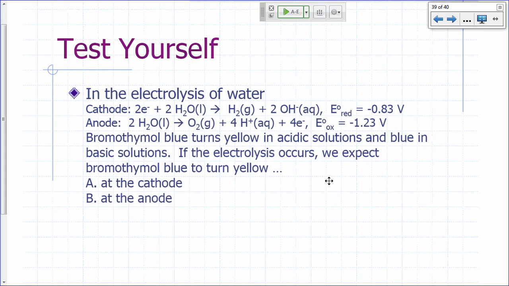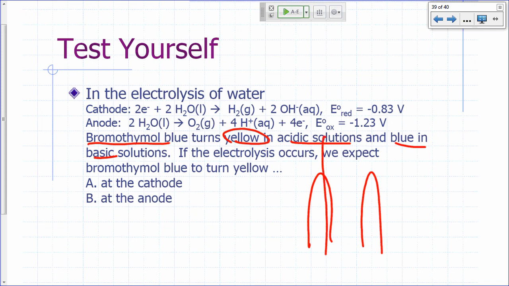Now, here's another question. Bromothymol blue is an example of what's called an indicator. It turns yellow in the presence of acids, and it's blue in basic solutions. So if we carry out an electrolysis, where would we expect bromothymol blue to turn yellow? At one of these terminals, bromothymol blue is going to turn yellow, and at the other terminal, it's going to turn blue. Where would it turn yellow, at the cathode or at the anode?